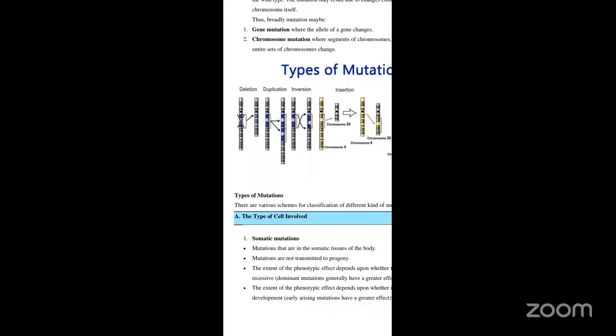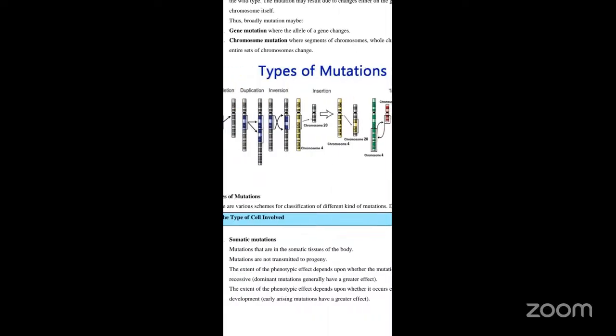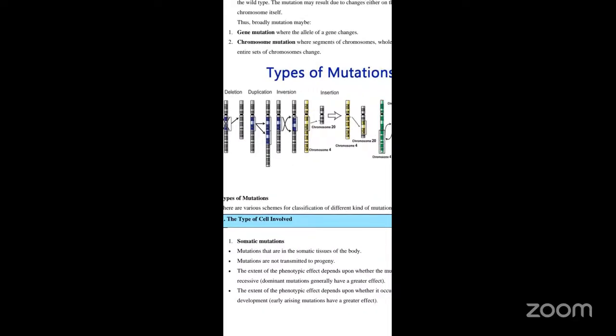One is called somatic mutation. Somatic, soma, refers to the body tissues. So mutations that are seen in the somatic tissues of the body, you call somatic mutations. And these mutations are not transmitted to the progeny. Why? Because it is not related with sex. It is related only to your body tissues. So that is why they are not transmitted. And the extent of the phenotypic effect depends on whether the mutation is recessive or dominant. It generally has a very small effect. And the extent of the phenotypic effect also depends upon whether it occurs early or during late development. So that is what is called somatic mutation.